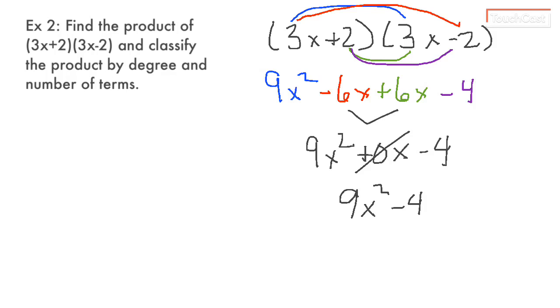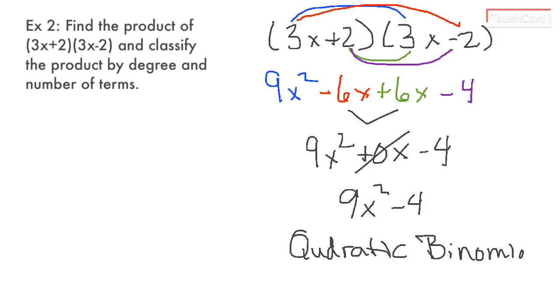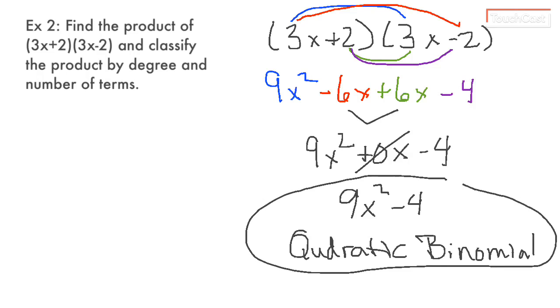Now we have to classify it. So our highest degree is 2, which makes this quadratic. And there's two terms, which makes this a binomial. So our answer is both parts, the 9x squared minus 4 and quadratic binomial, which I spelt wrong, so let me fix that.